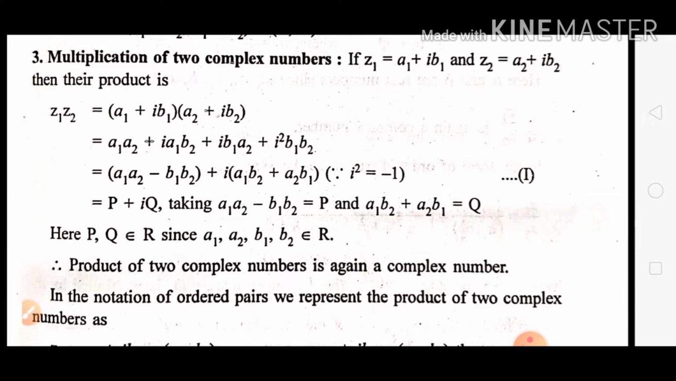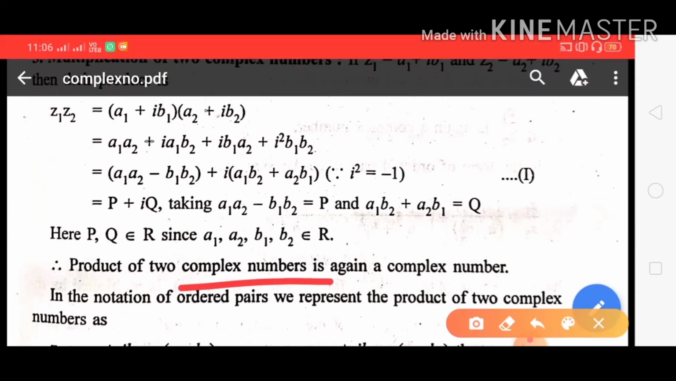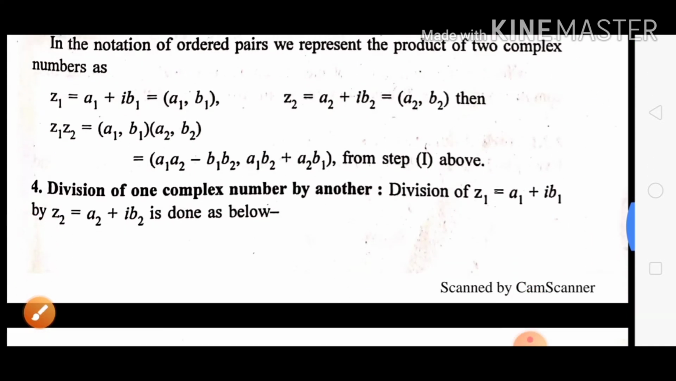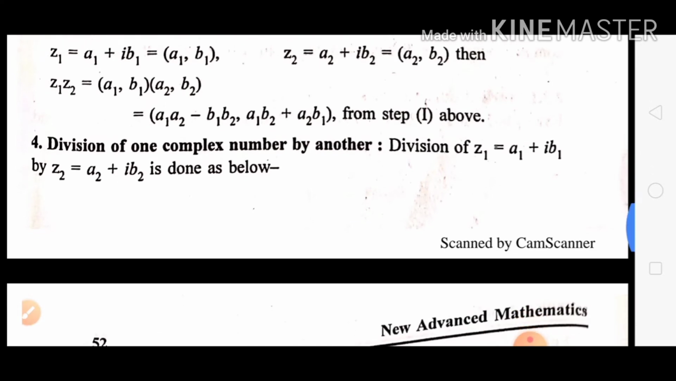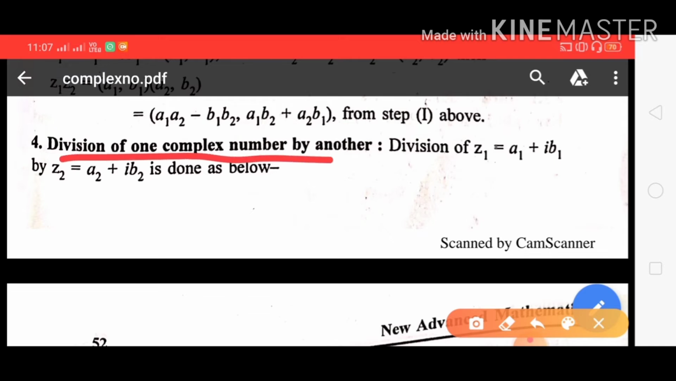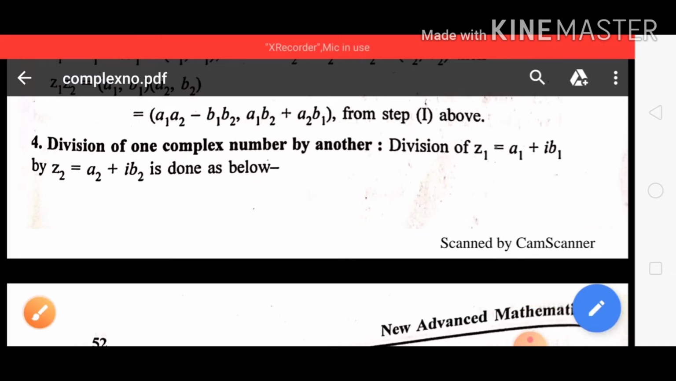So the product of two complex numbers is also a complex number. This is simple addition, subtraction and multiplication. You can represent it as an ordered pair also. Then here comes the division of two complex numbers. Same way, if we do, what we'll have?